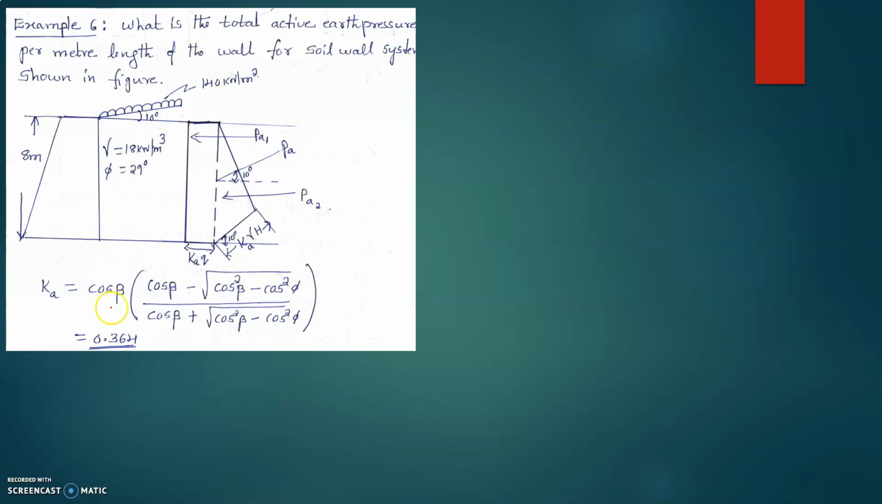So Ka can be calculated by using this formula: cos beta into (cos beta minus square root of cos square beta minus cos square phi) divided by (cos beta plus square root of cos square beta minus cos square phi). So substitute beta, this is beta value, that is 10 degree, and phi is 29 degree. So we will get Ka as 0.364.